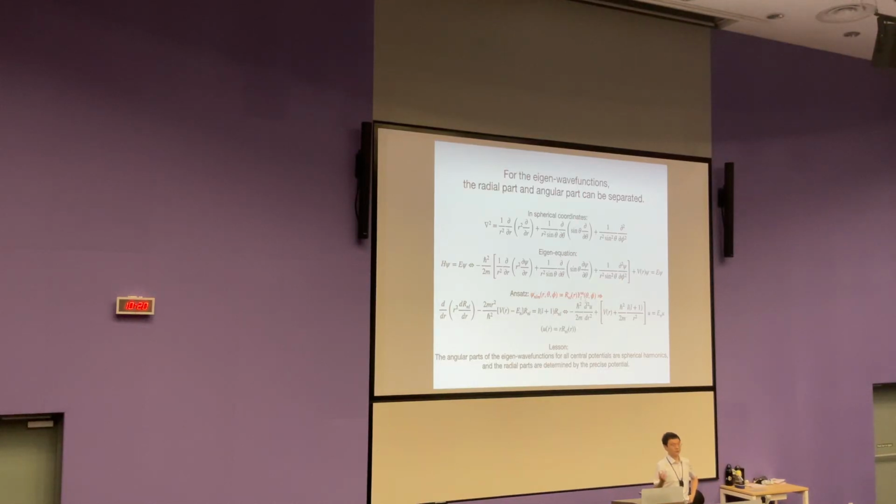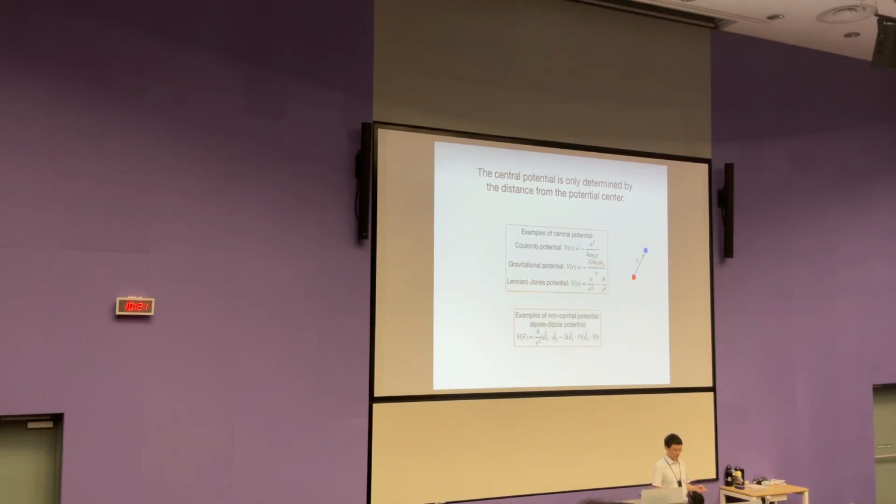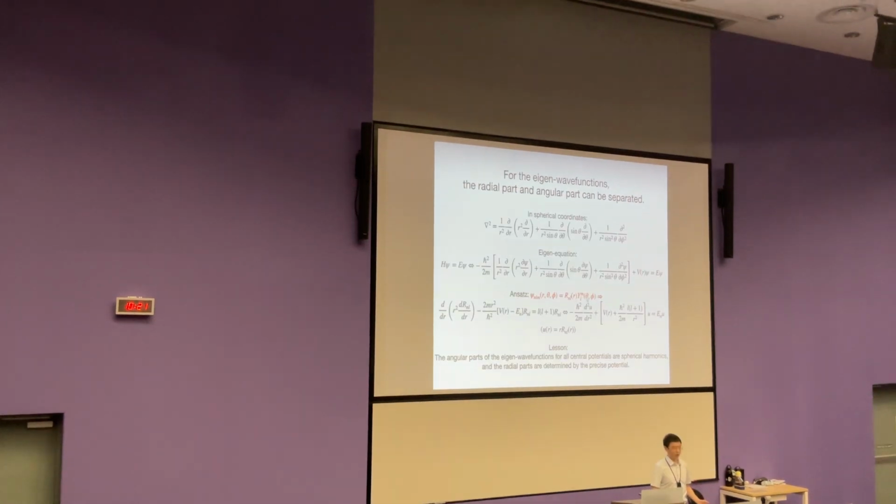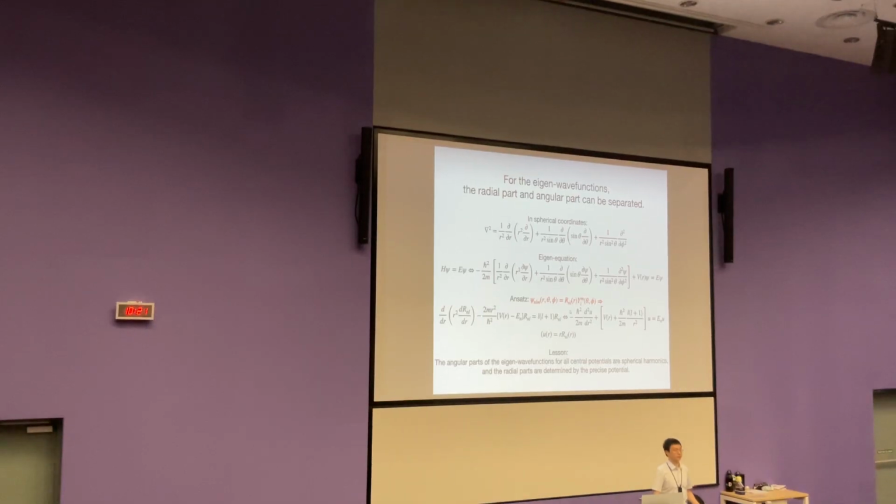Angular part. Not surprisingly, the angular part is the spherical harmonics we studied in week 4, which are the eigenstates of angular momentum. You can verify this, but just believe me, this is true. When I say the angular part is the spherical harmonics, I mean it is the spherical harmonics independent of what kind of central potential we are considering. For all of these 3 examples, maybe and more, of the central potentials, the angular part is always the same. What's different is the radial part.